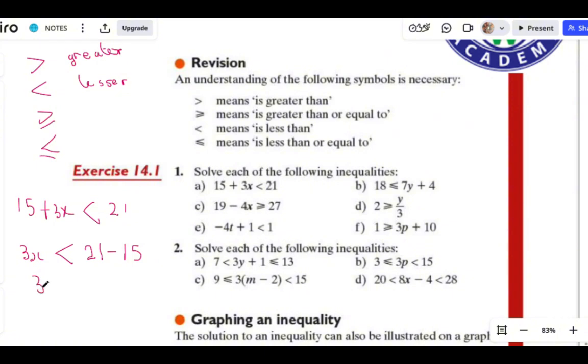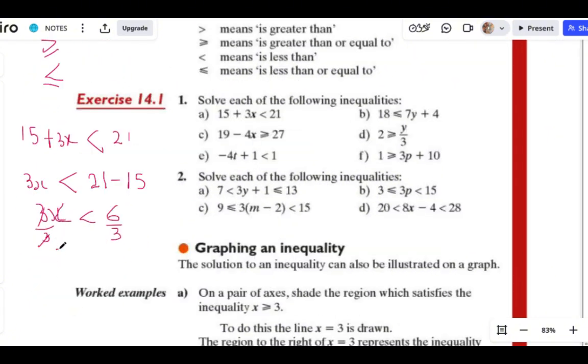6. So we say 3x is lesser than 6, not equal to. Remember, this is inequality, we don't use equal to. To find x, we divide both sides by 3. The 3 cancels the 3, only x remains on the left side, and x is lesser than 6 divided by 3, which is 2. So x is less than 2.